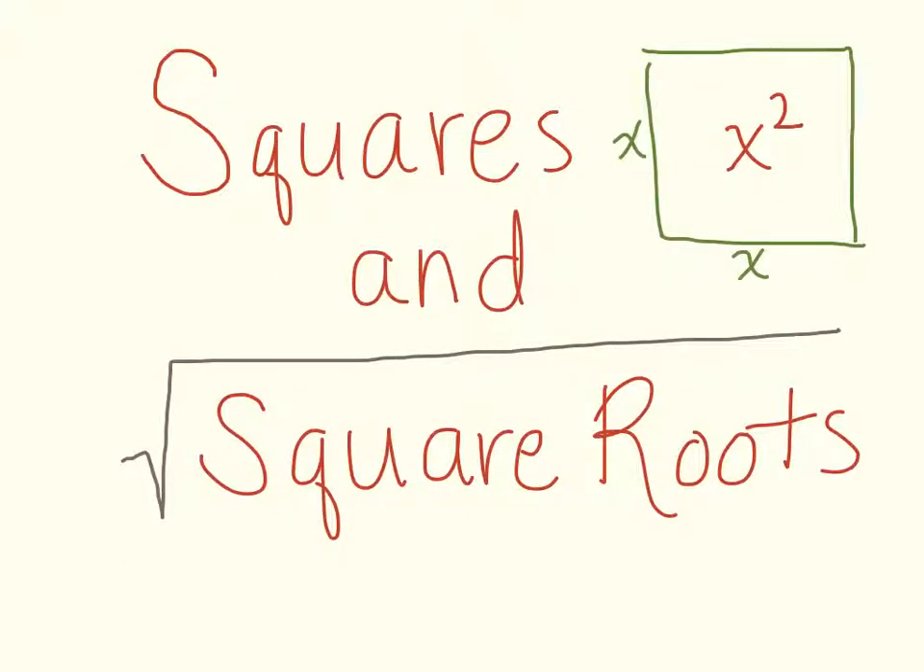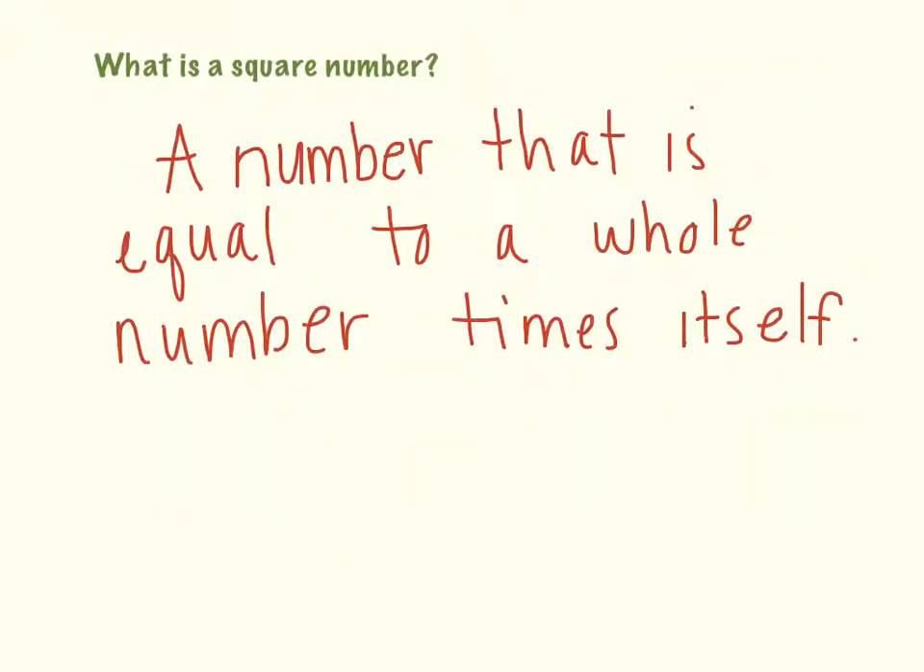Squares and square roots. So what is a square number? A square number is a number that is equal to a whole number times itself. For example, 3 times 3 is 9, so 9 is a square number.